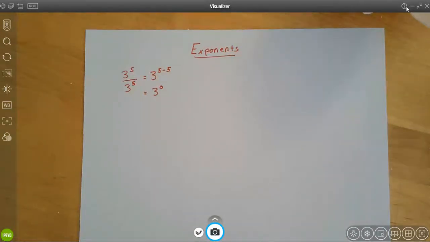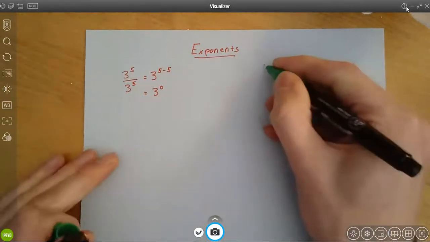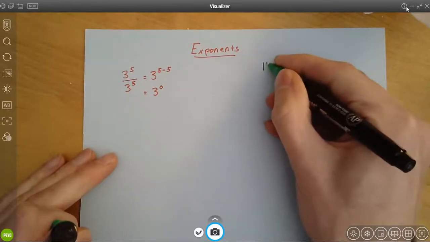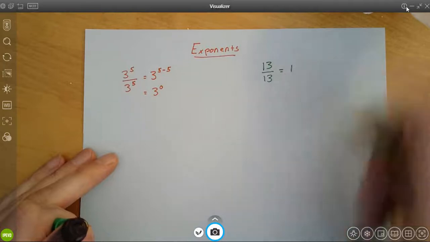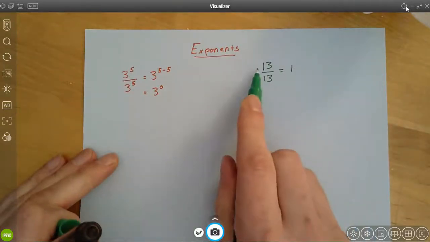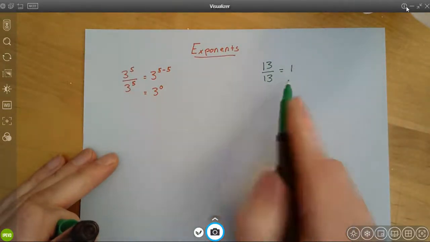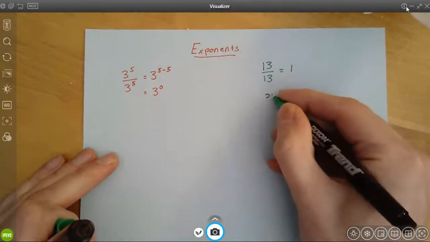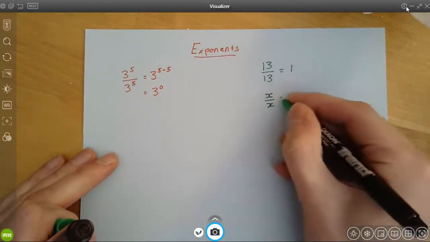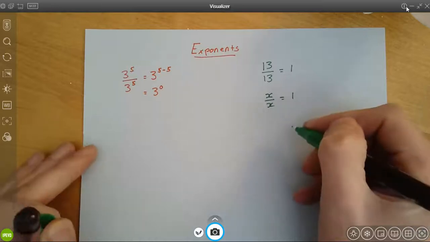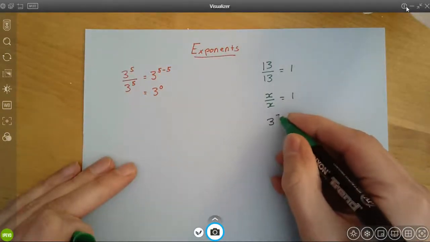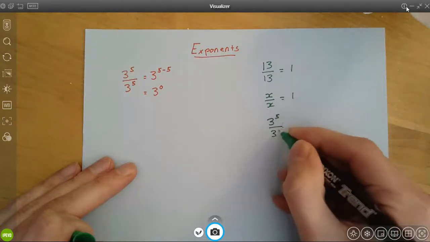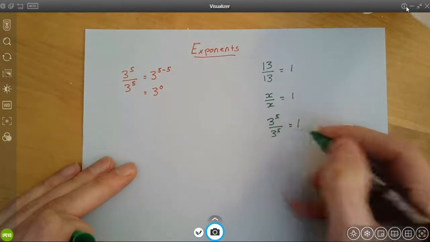Well, we also know that whenever I divide something by itself, let's take the number 13. If I divide 13 by 13, it's always going to equal 1. I've got 13 objects. I'm splitting into 13 groups. Each group is one object. That's true for numbers. That's true for variables. X divided by x is also just equal to 1. And so that must also be true for powers. If I divide the same power top and bottom, I must get 1.